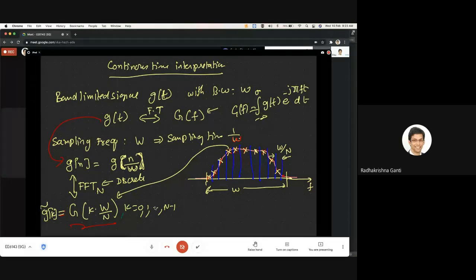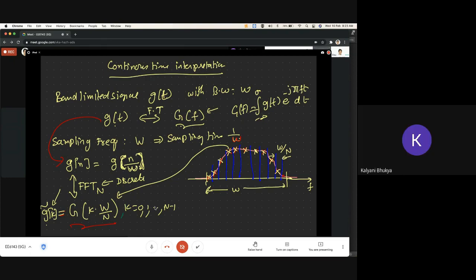You can sample g of t. Essentially, you are picking out values at every 1 by W: 1 by W, 2 by W, 3 by W, 4 by W. When I get a bunch of those samples, I can take an FFT, and you'll get some output. The thing I'm trying to say is, what is the relation between this output of the discrete time FFT versus the continuous time Fourier transform? Essentially, G tilde of k will be a sampled version of G of f, the frequency domain.